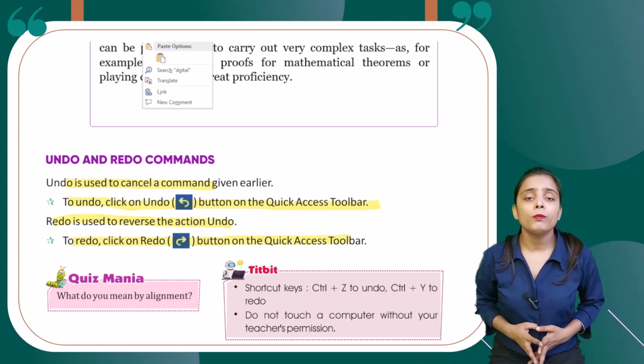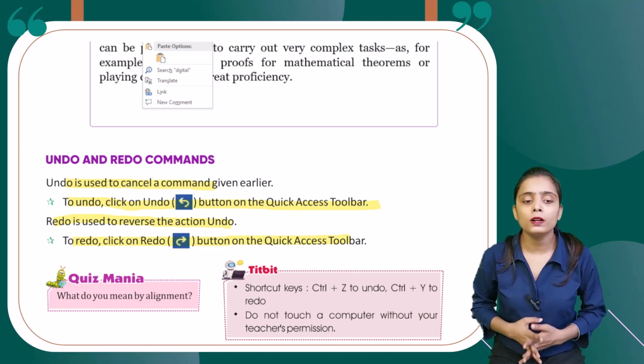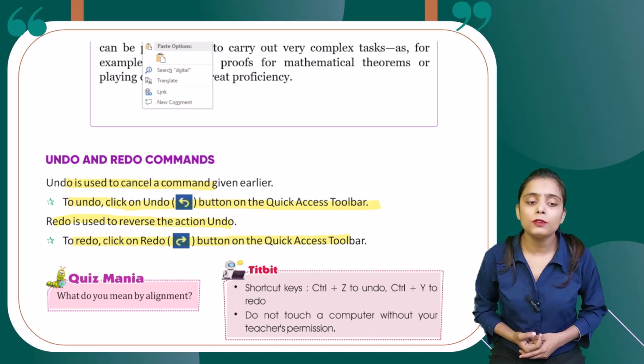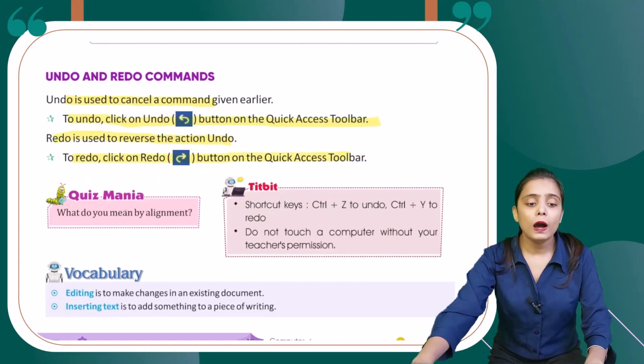तो undo बच्चों कब यूज किया जाता है? अगर आपने सपोज कोई मिस्टेक कर दी है तो आप क्या कर सकते हो, उसे कैंसिल कर सकते हो अपने प्रीवियस एक्शन को. और साथ ही बच्चों जो redo यूज होता है वो undo के एक्शन को रिवर्स करने के लिए यूज होता है. ठीक है, now let's see Quiz Mania. What do you mean by alignment?